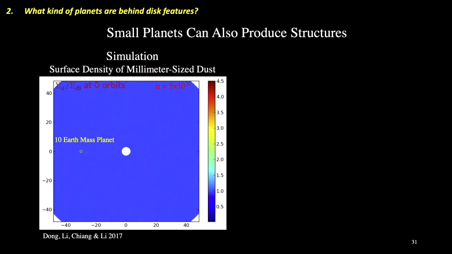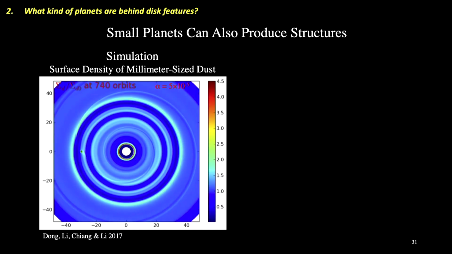All right, what kind of planets are behind observed disk structures? The previous example showed giant planets; giant planets are able to do it. What about smaller planets? As it turns out, planets as low mass as super Earths may be able to produce observable structures as long as the disk cooperates. So here I'm going to show you the surface density evolution of millimeter-sized particles in a disk perturbed by a 10 Earth mass planet. So let's start the simulation.